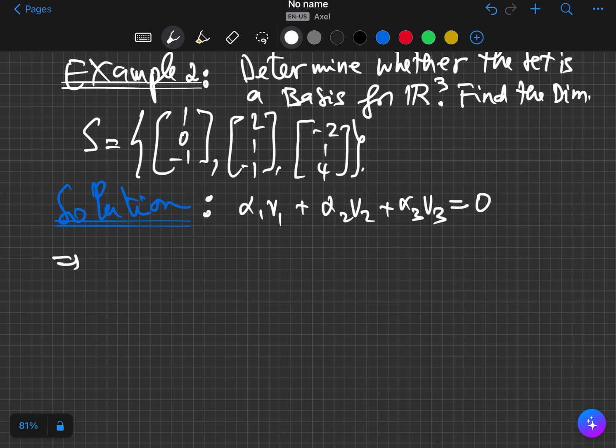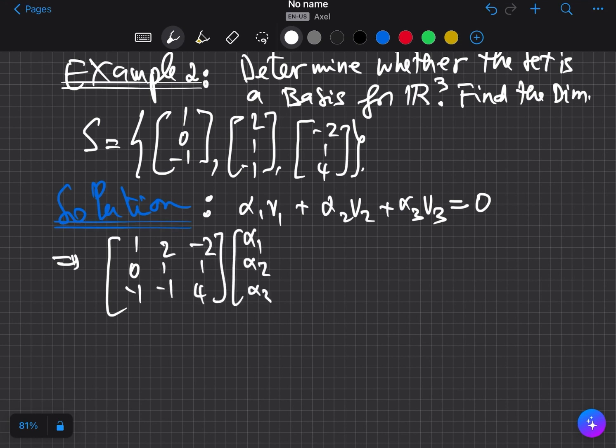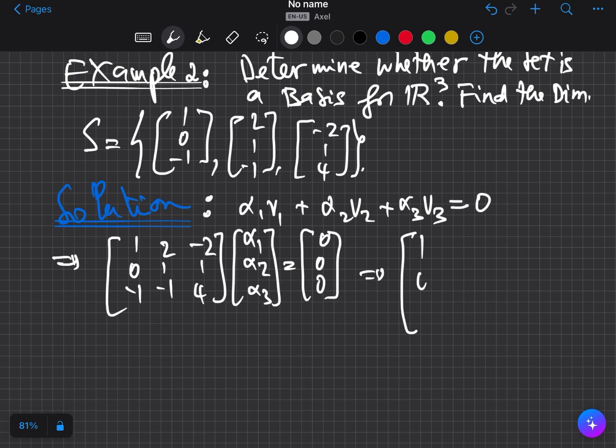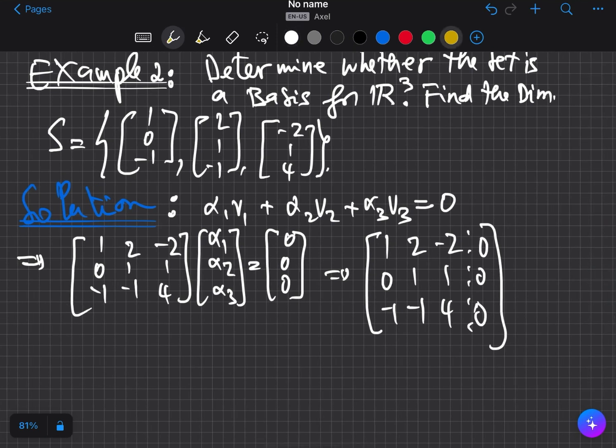So this leads to the vectors (1, 0, -1), (2, 1, -1), (-2, 1, 4) multiplied by alpha 1, alpha 2, alpha 3, equal to 0, 0, 0. And we can write this in our augmented matrix form. So we now need to apply the Gauss reduction method.